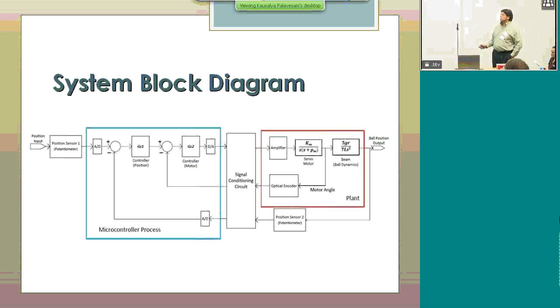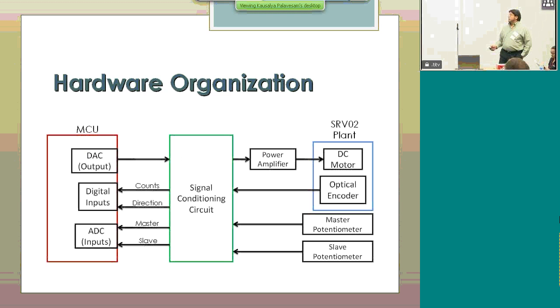We have a two-loop system. It's an internal loop for controlling only the motor. So this is a proportional-only control. And there is another loop outside to control the ball itself. And this controller here is a phase lead controller. It can be lead-lag, but it's actually phase lead.